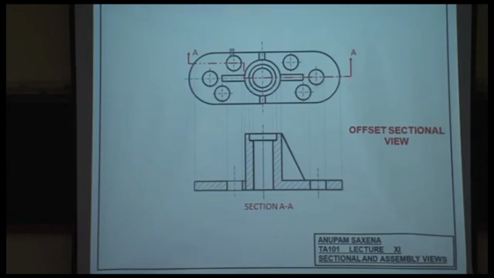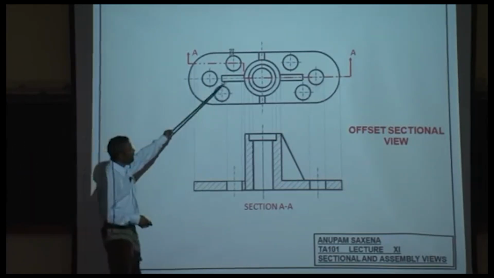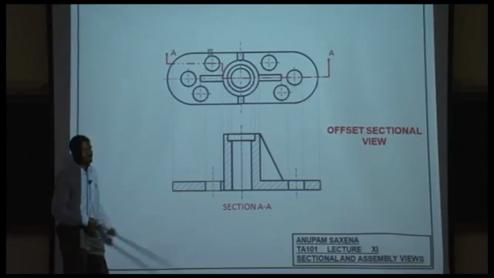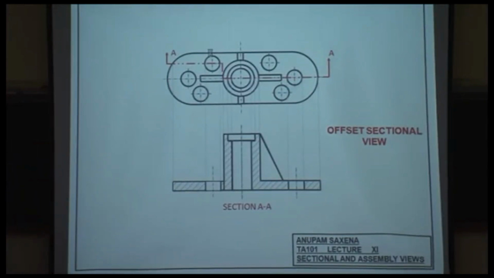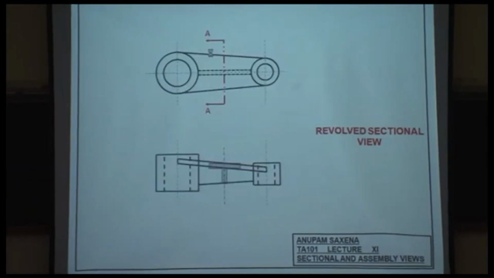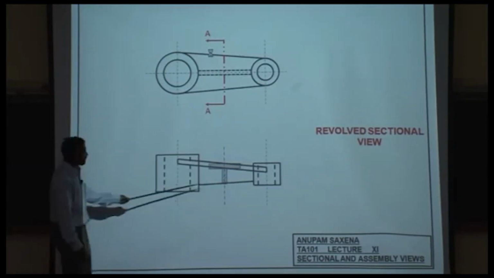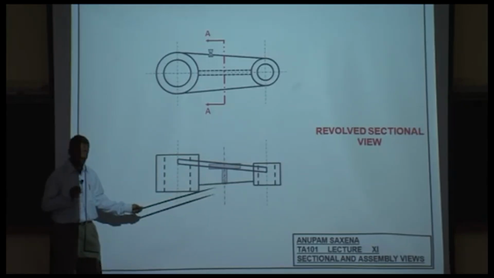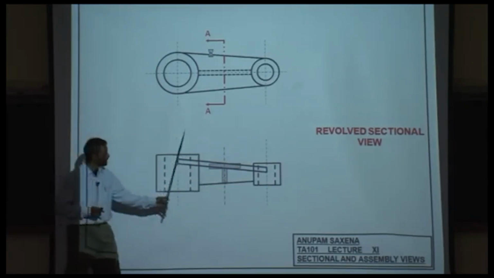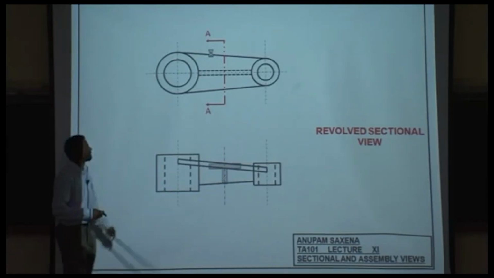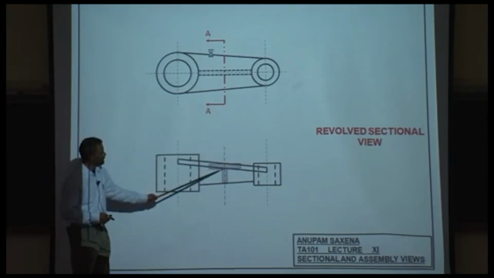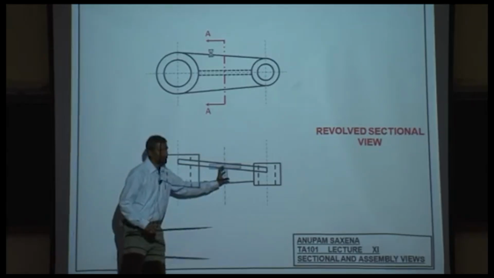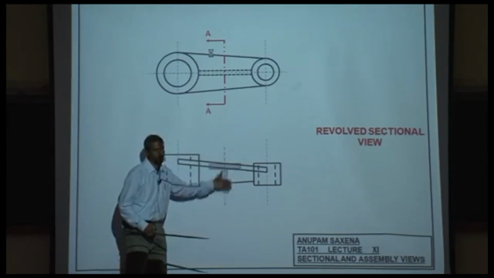Then you've got offset section, where you choose the section plane to pass through different features of the object in the top view, and correspondingly section the object in the front view. Full section, half section, offset section, revolved section. So this is an option that you choose to show the cross section of an object. Okay, cross section, not the section of an object, but the cross section of an object at some chosen section plane. Chosen section plane, cross section of an object. Okay, revolve the cross section to show that on the front plane.